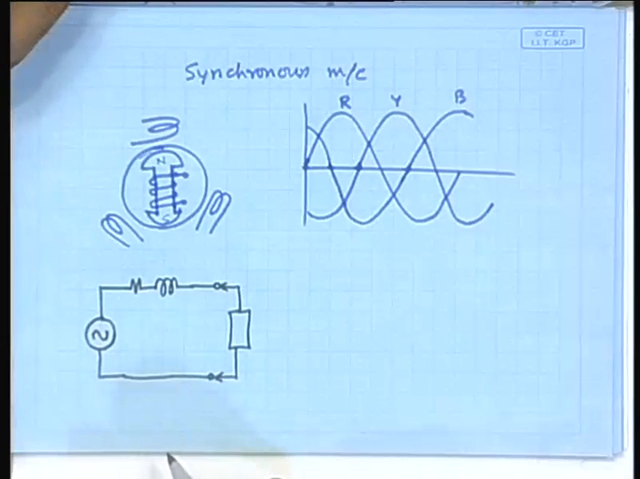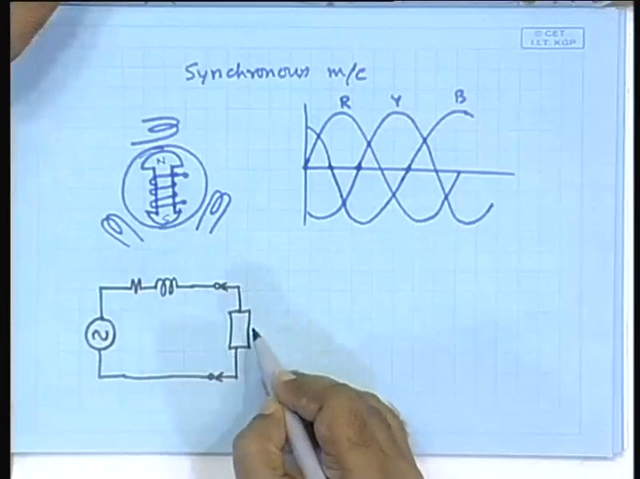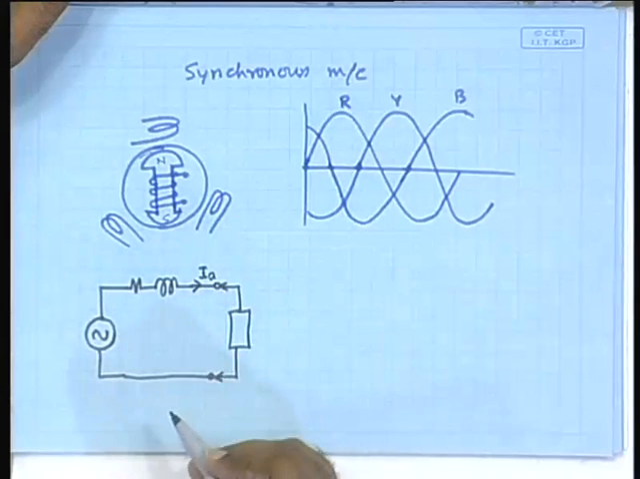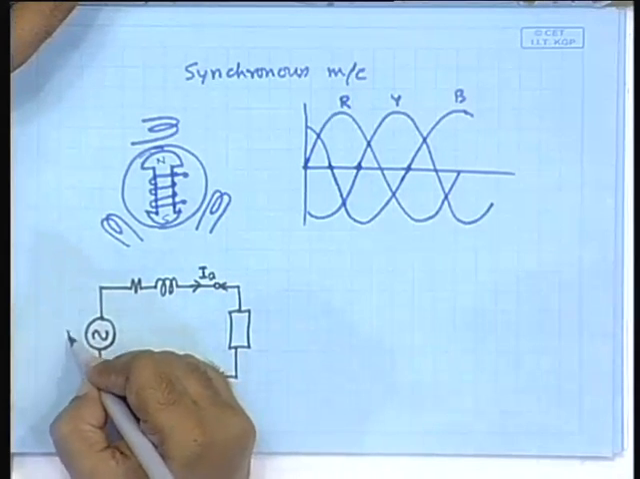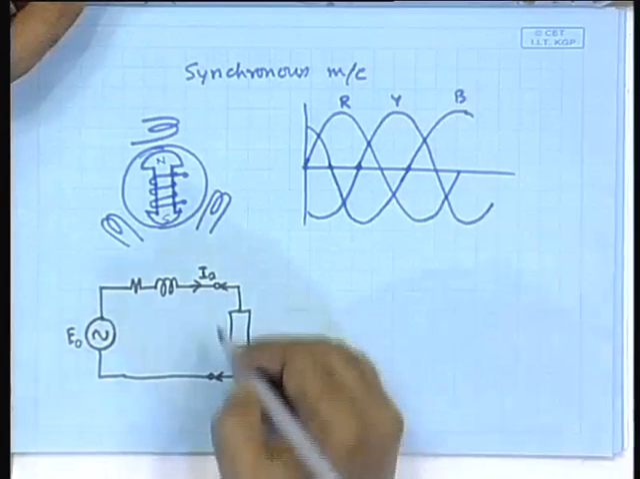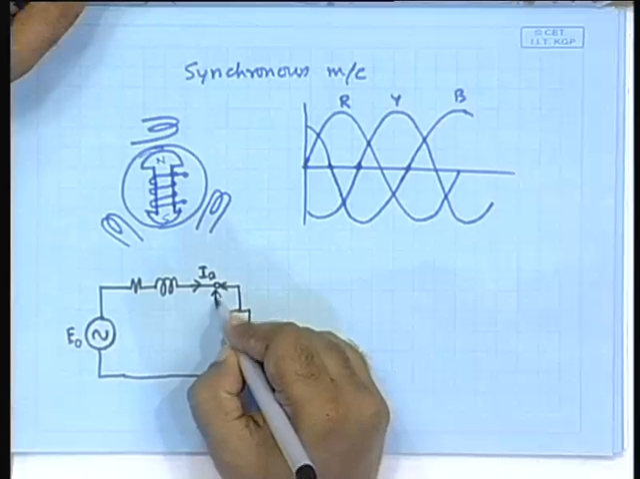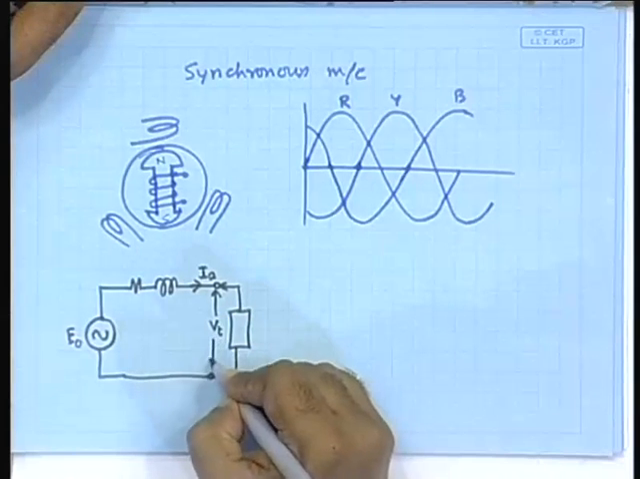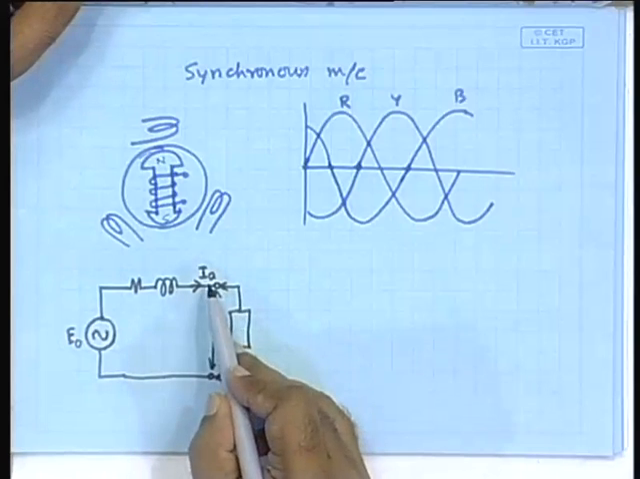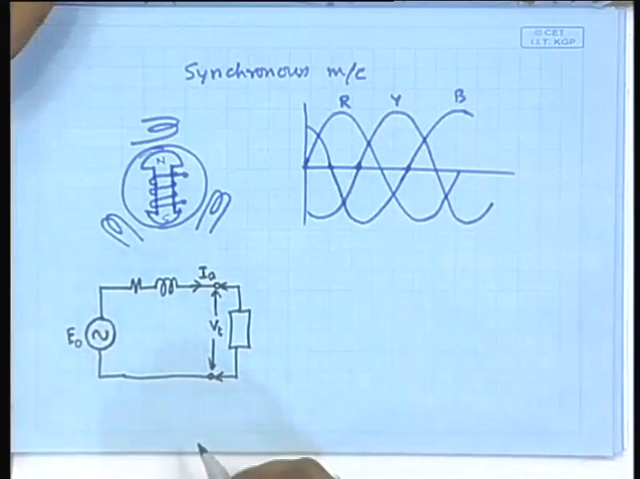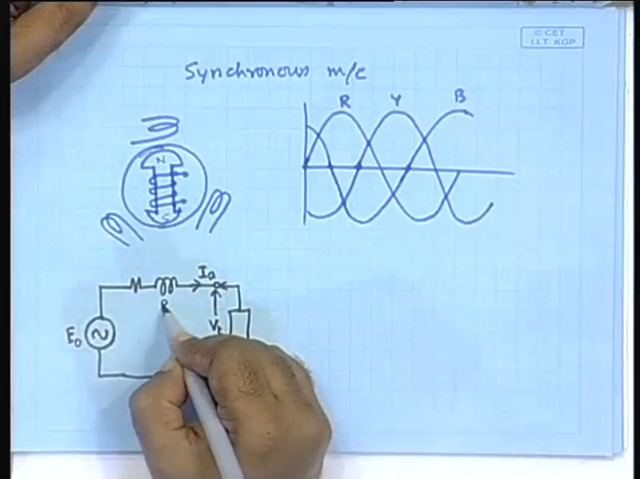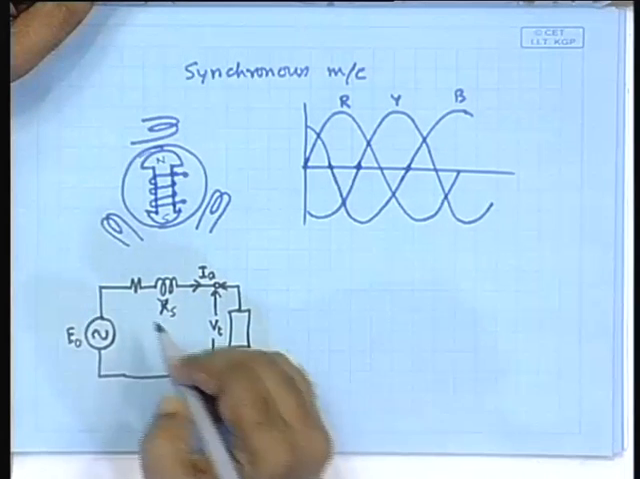So, when you have a load connected, there will be an armature current flowing. The voltage induced here is, let us call it, the open circuit voltage E naught, and the voltage here is the terminal voltage V t. The current flowing through the load is I A, the same as the armature current. So, this is called the synchronous reactance.